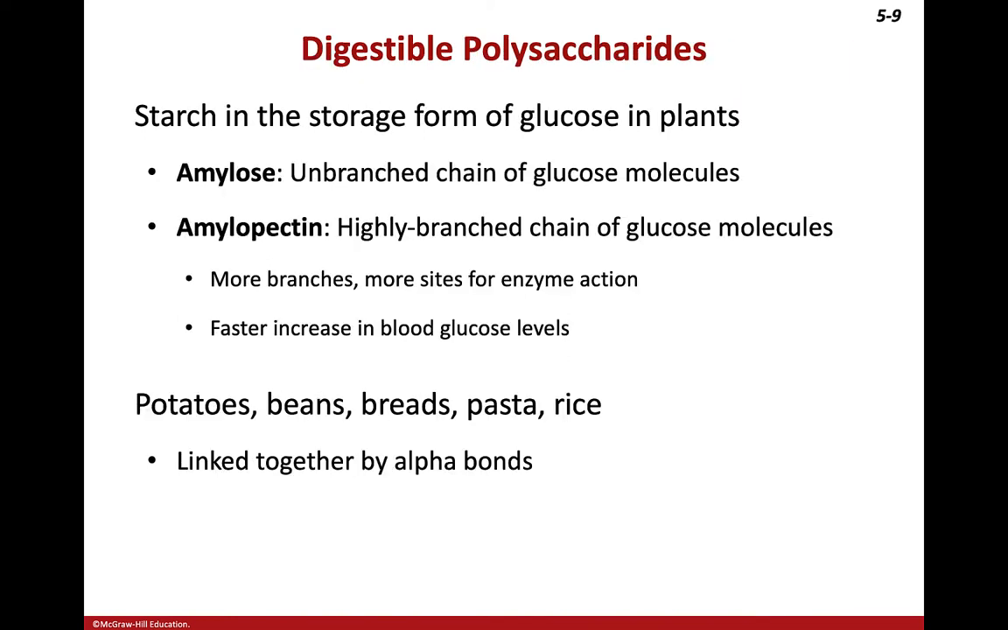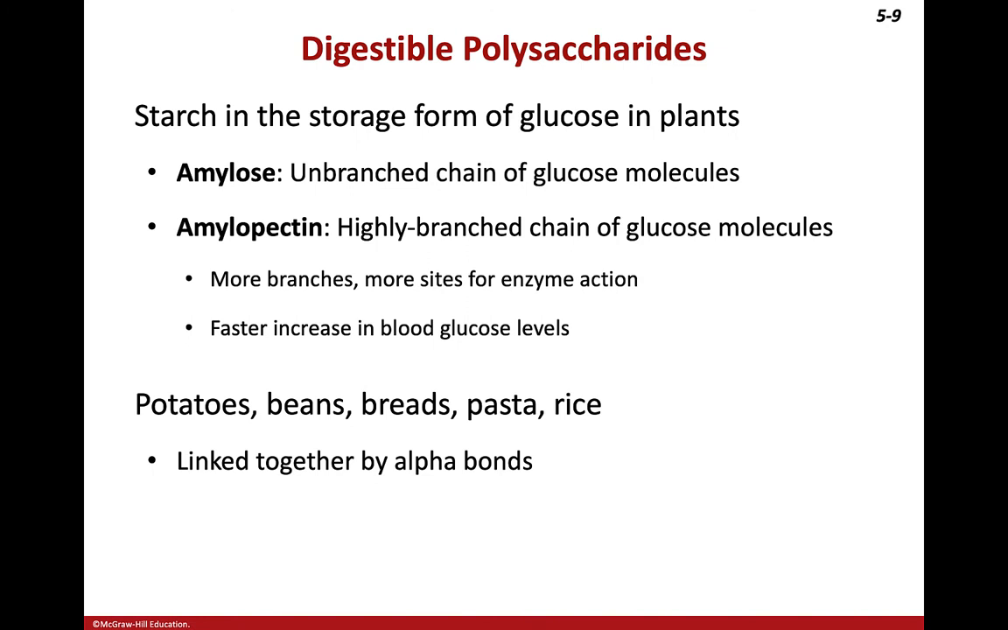Now, the next type of polysaccharides that we're going to talk about are digestible. Starch comes from plants, and there are 2 different types of starches. We have amylose and amylopectin. What makes these different is the degree of branching that we see in these polysaccharides. Amylose is unbranched, and amylopectin is highly branched.